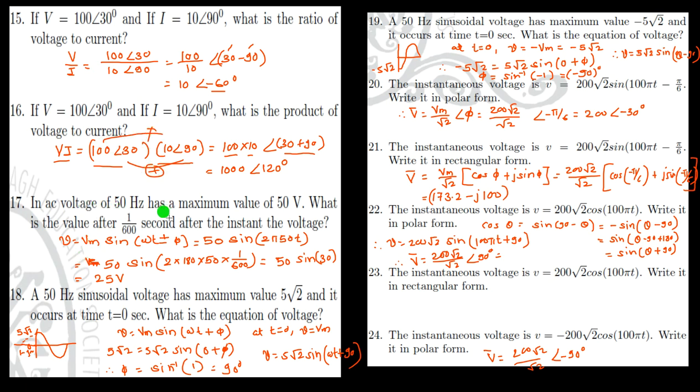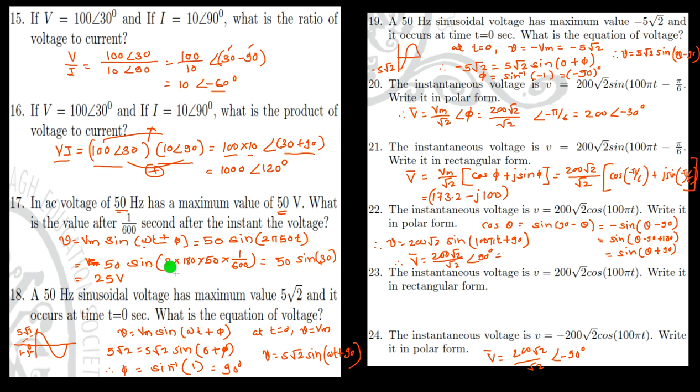If the AC voltage of 50 hertz has a maximum value of 50 volt, what will be the value after 1 by 600 second after the instant of the voltage? So V is equal to Vm sine omega t. Here the maximum is given, but the value of phi is not given, so assume phi is equal to 0. Omega is equal to 2 pi f, and frequency is 50, so it is 50 sine 2 pi 50 t.